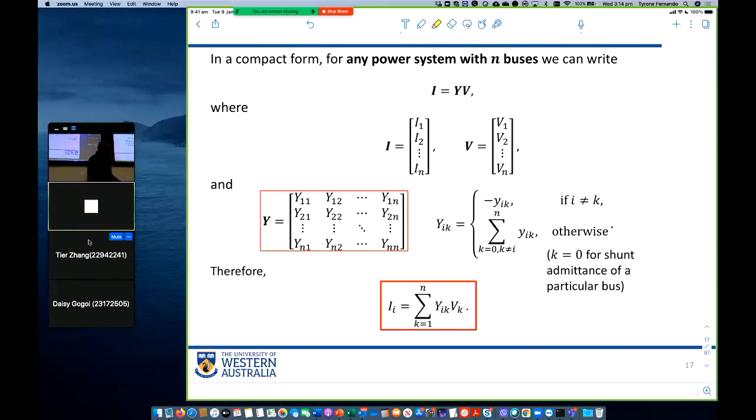So you can see the equation: Ii is equal to the sum of k going from 1 to n of Yik Vk. So what is that? That's also simply looking at the first equation, I equals YV. You're looking at the ith row in that equation. So you take the ith row of the admittance matrix and you multiply by the voltage vector, and you have the current Ii.